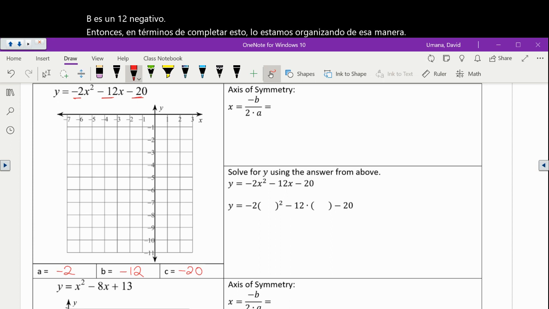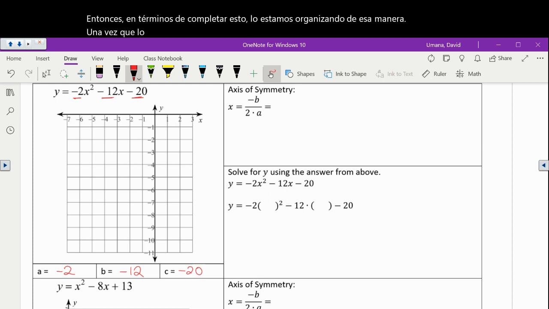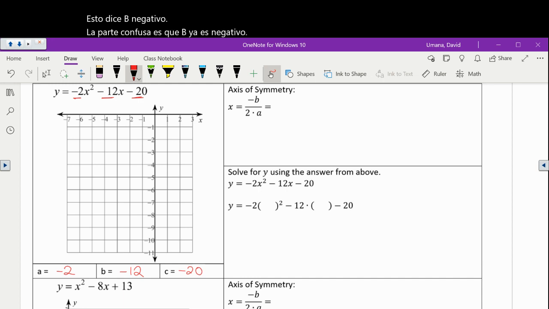Once you have this, jump over to this part here, and the rule is already there for you. Now here's the trick. This says -b. The confusing part is b is already negative. So look at how I want you to write it. The negative that's there stays there, and then I put in there my -12.